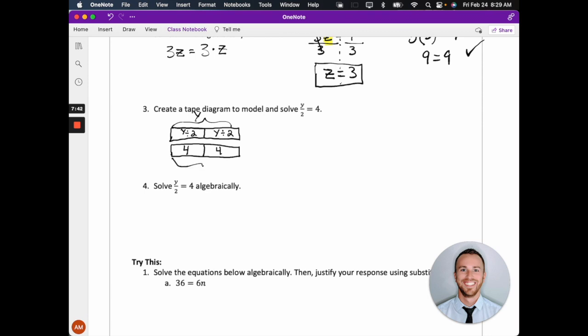Well, then how much is my whole thing worth? How much is my whole y worth? Well, 4 plus 4 is 8. So I get that y is equal to 8.